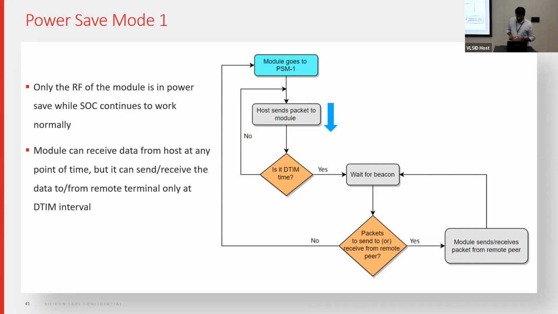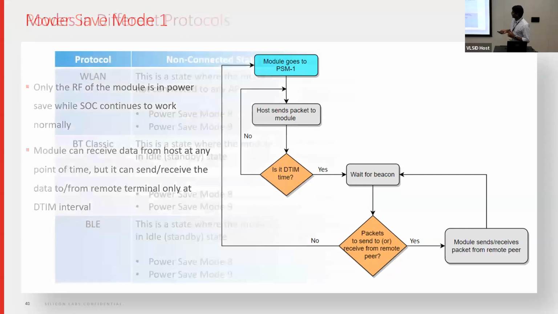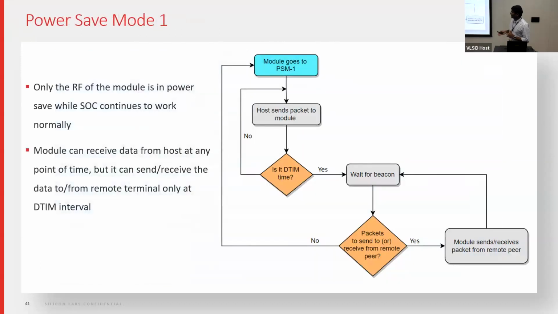So the module can receive data from the host at any point of time, but it can send data only at the DTIM interval. We have station and access point, I mean client and router. So maybe I'll quickly go through what this DTIM is, and if you understand how the DTIM is designed or what the spec says about DTIM, then you will understand all these power modes better.